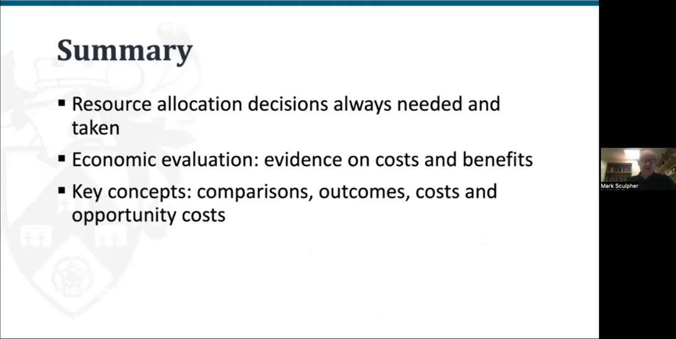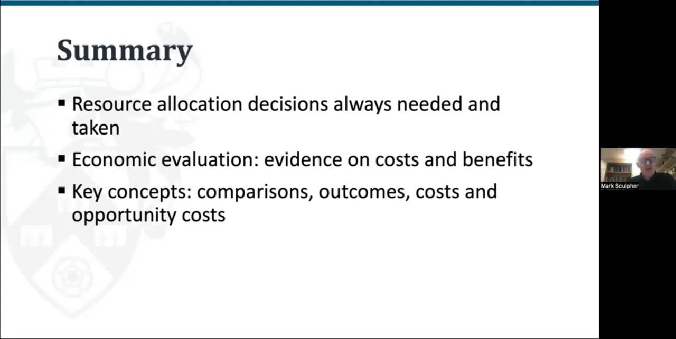Okay, so just to finish off, just to summarize, resource allocation decisions are always needed and are always taken. In other words, because of resource constraints, health systems always have to decide how to use their available resources appropriately. Sadly, most of those decisions in the past, and indeed still in many countries, do not use formal evidence to inform those decisions.